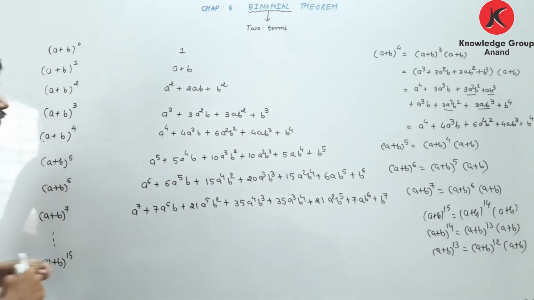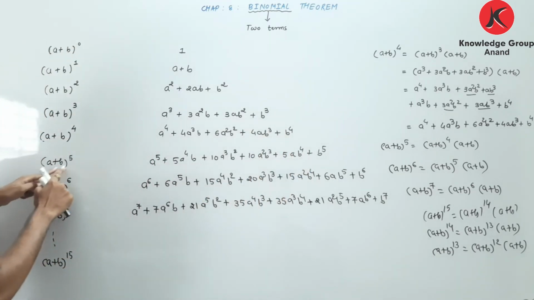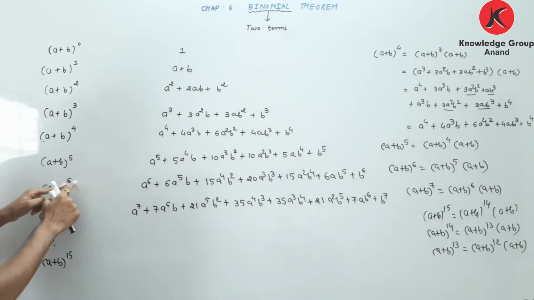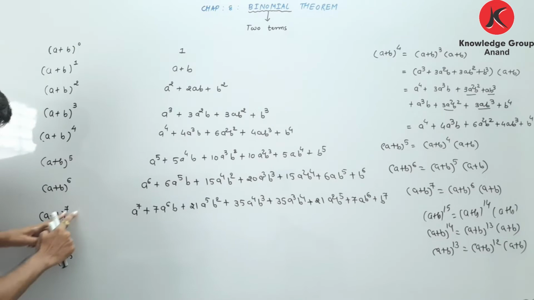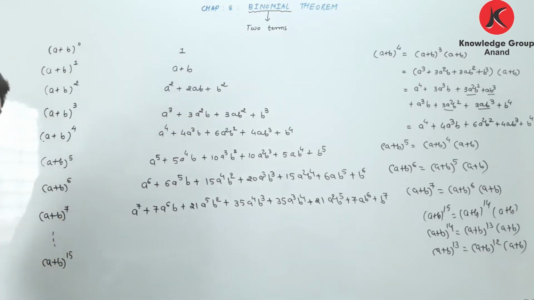(a+b)^4 means a raised to 4 as well as b raised to 4 is there. (a+b)^5, so a raised to 5 and b raised to 5 is there. (a+b)^6 means a raised to 6 and b raised to 6 is there. (a+b)^7 means a raised to 7 and b raised to 7. The second observation, be clear.